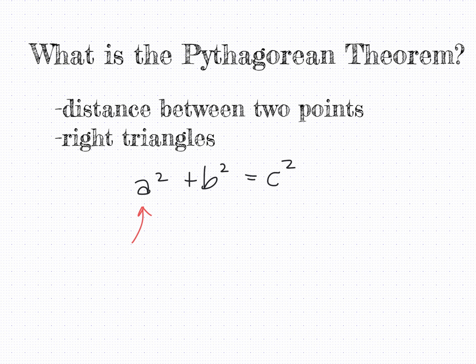A and b both represent what we call the legs of a right triangle. The legs are always going to be the shortest sides of the right triangle, and they're actually the two sides that meet at the 90-degree angle that creates the right triangle. C represents something we call a hypotenuse. And a hypotenuse is the longest side of the triangle and is also the side that will be directly opposite of that right angle.